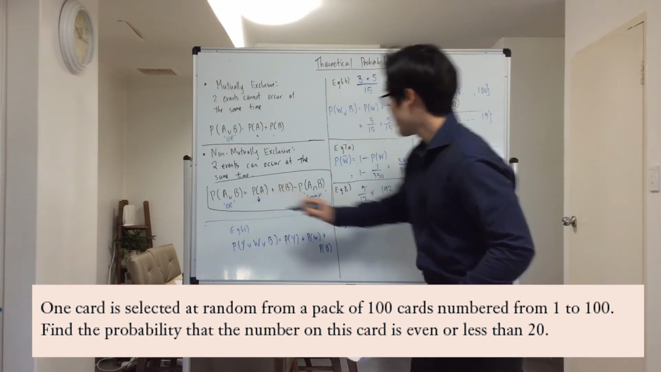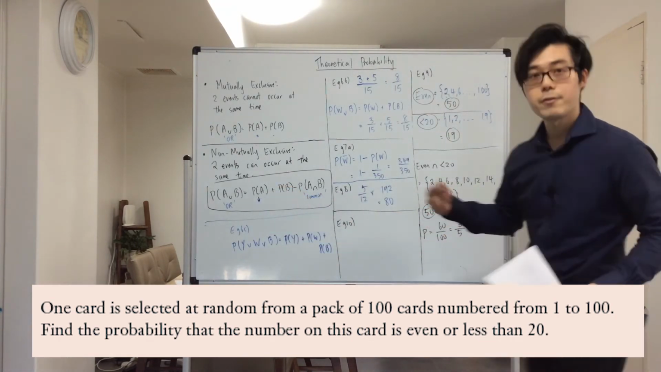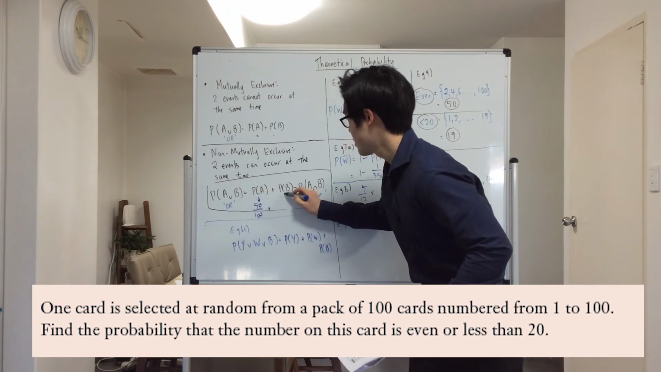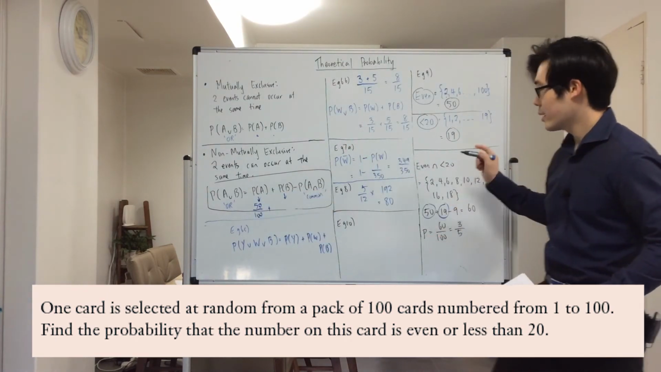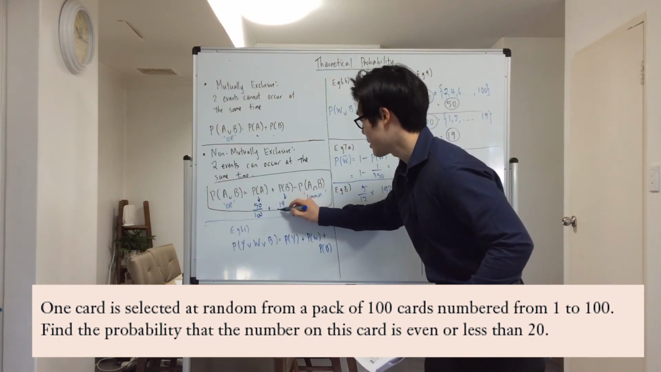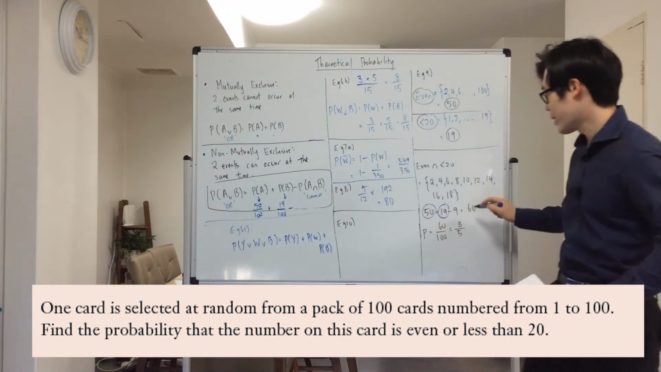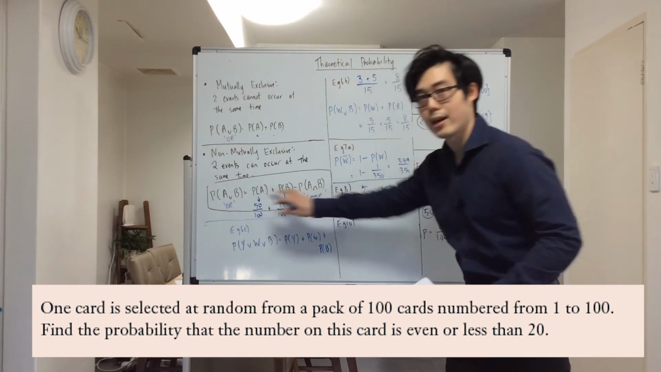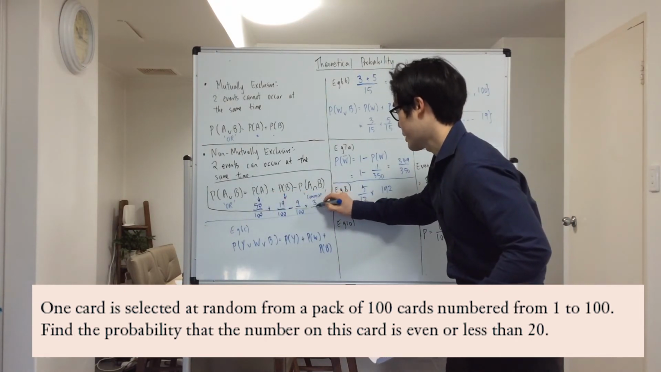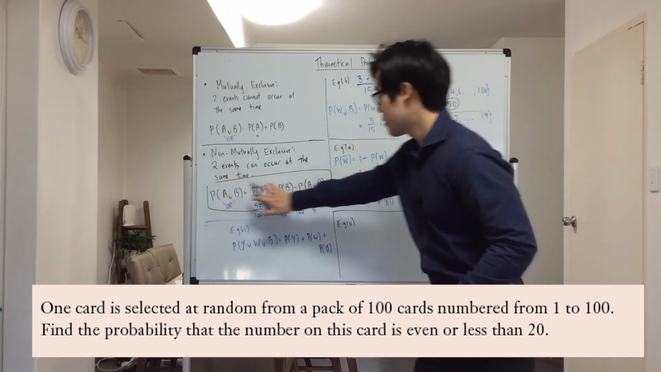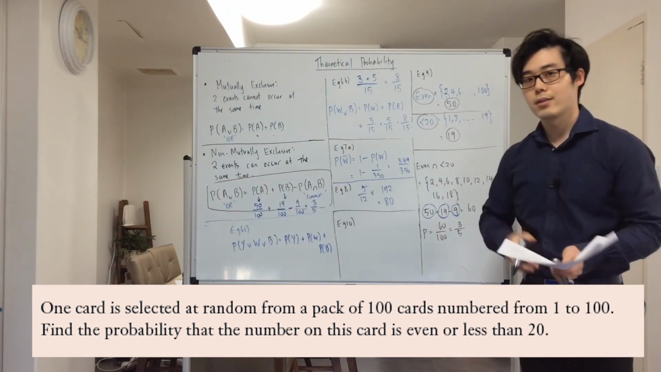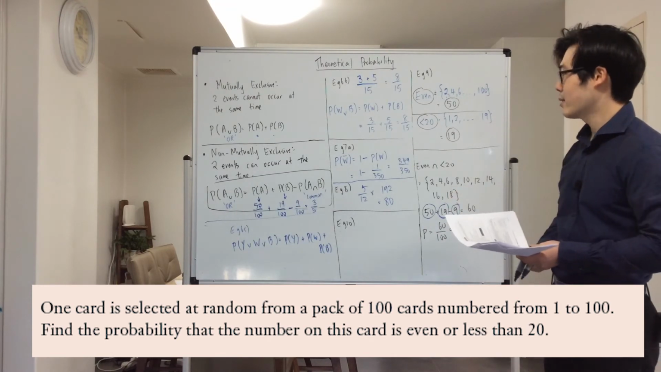My P(A) in this case would be the 50, so 50 over 100, plus my P(B), the less than 20 numbers, 19 over 100, take away the numbers that are common to each other, which is 9 over 100. And then after calculating all that, you can write 3 over 5, okay? So that's the working out that I want you to try and get into the habit of, okay?